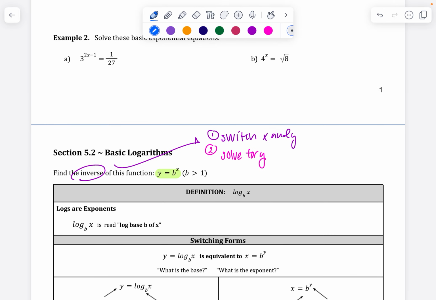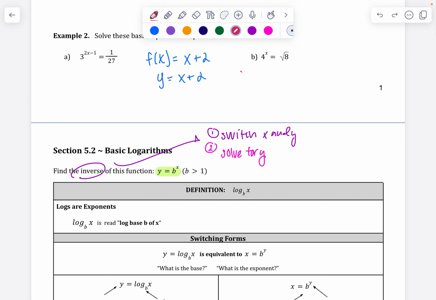If we had, I don't know, f of x is equal to x plus 2, this is really saying y is equal to x plus 2. Let's say that we're trying to find f prime of x, the inverse. Then I would just switch the x and y. So I'd have x is equal to y plus 2, and then you would solve for y, subtract 2, y is equal to x minus 2.